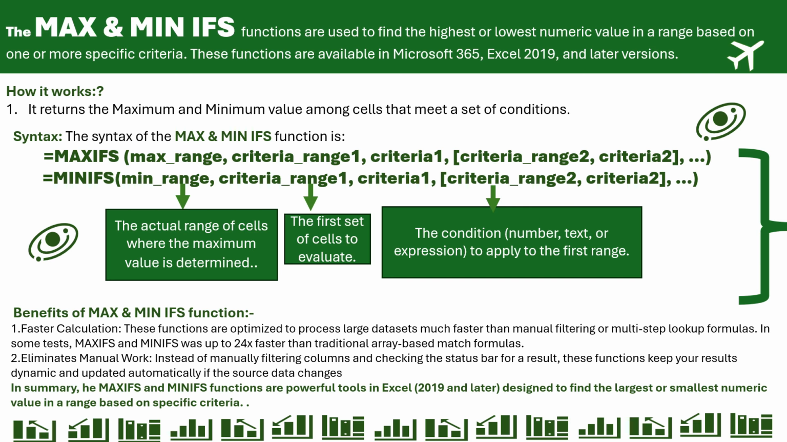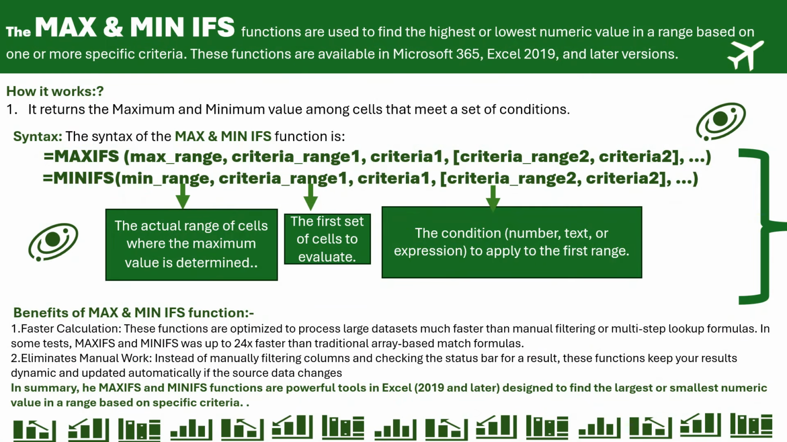What is criteria range 1? The set of cells to evaluate. And what is criteria 1? The conditions, numbers, text or expression to apply to the first range, second range and third range.